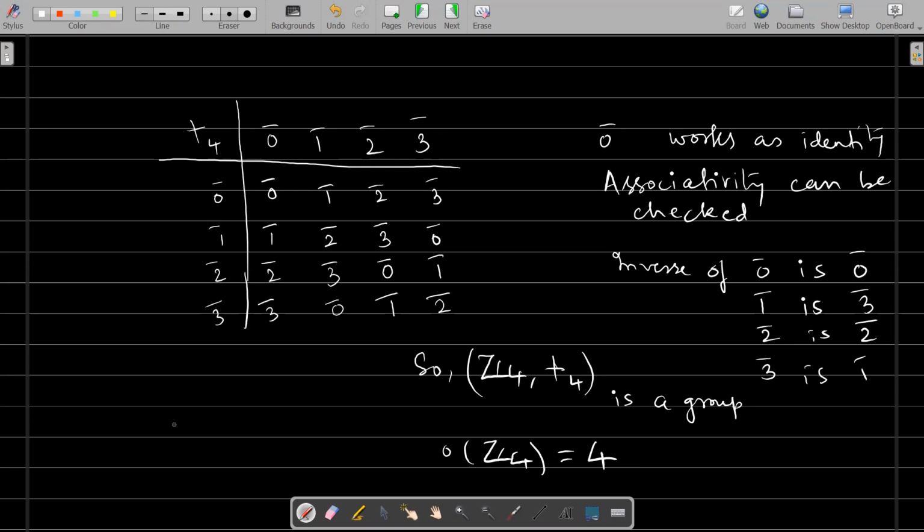Basically addition. So a bar plus b bar is the same as b bar plus a bar. Or you can see from the table, if your ith row is the same as the ith column. So the first row is the same as the first column. Second row is the same as the second column. Third row is the same as the third column. If your ith row is the same as the ith column, then that is basically abelian or commutative. So Z4 is abelian.